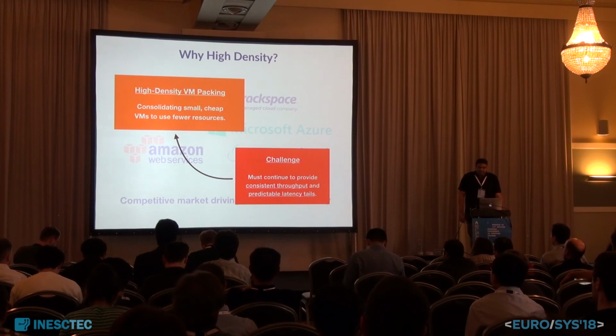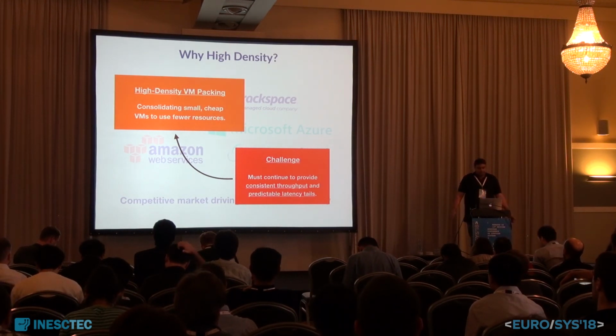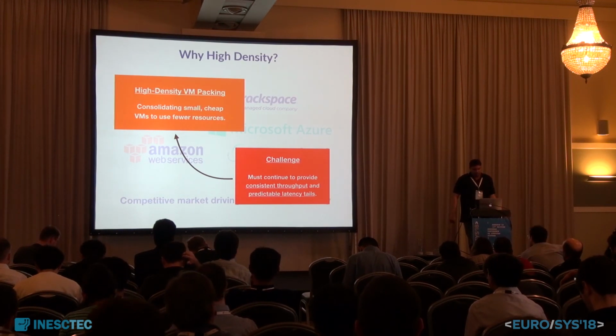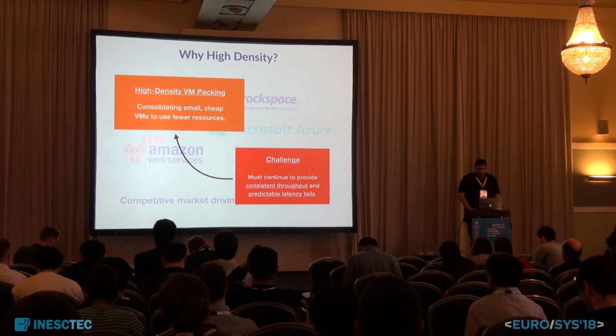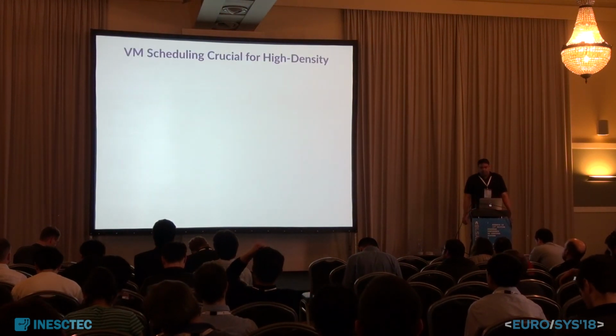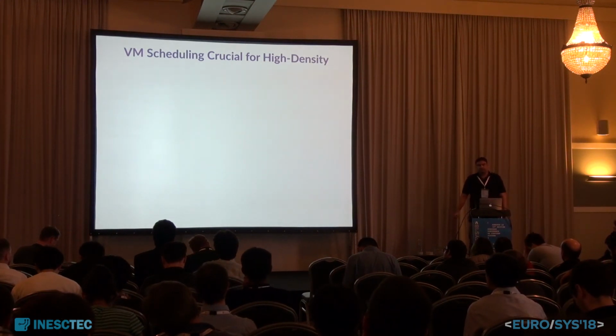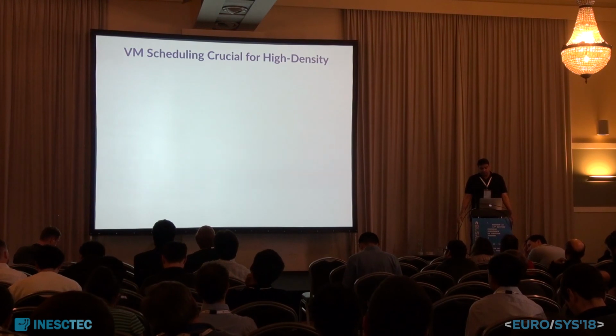Now, of course, the challenge is how can you achieve this while keeping your customers happy? Because you still have to continue to provide consistently high throughput and predictable latencies, in particular tail latencies. And this is where one of the key pieces of the puzzle is essential to overcoming the challenges of high density, and that's the VM scheduler.